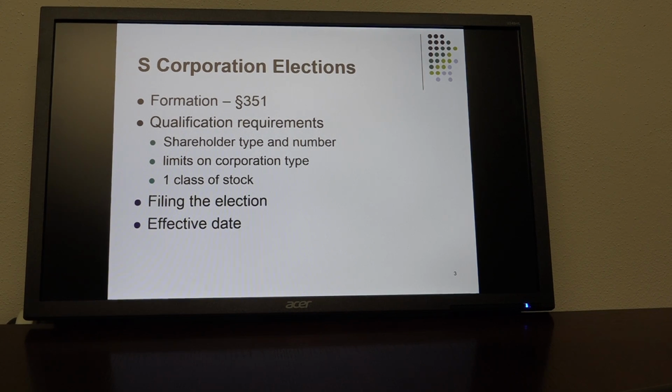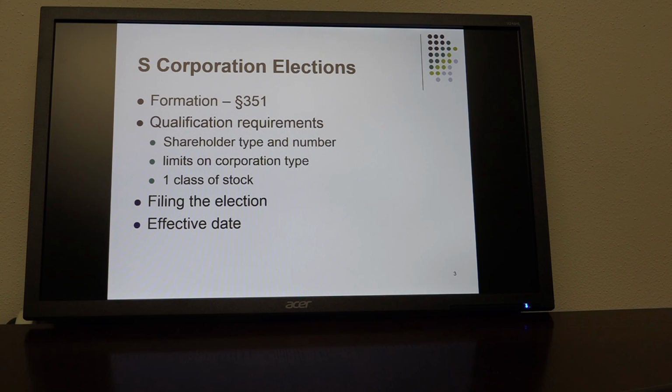As far as qualification requirements, you can only have certain types of shareholders. You can have individuals, but you cannot have as a shareholder a partnership or a C Corp. On top of that, if it's an individual, they have to be either U.S. citizens or U.S. residents. Now, certain types of trusts and estates can be shareholders, and there's some other things as well. Certain tax-exempt organizations can be shareholders, but we're not going to get into that deep detail.